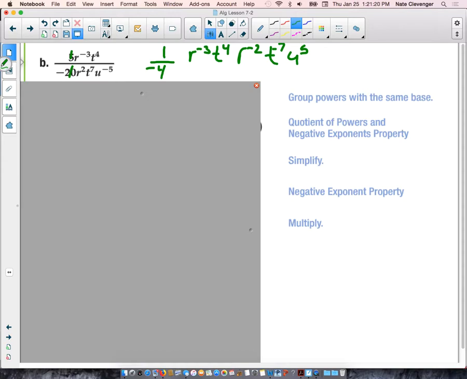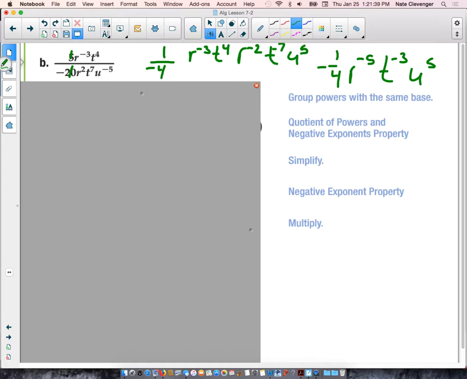So r to the negative 3rd plus r to the negative 2nd would make that r to the negative 5th. You have a t to the 4th, t to the negative 7th. 4 plus negative 7 is negative 3. I have no idea how.